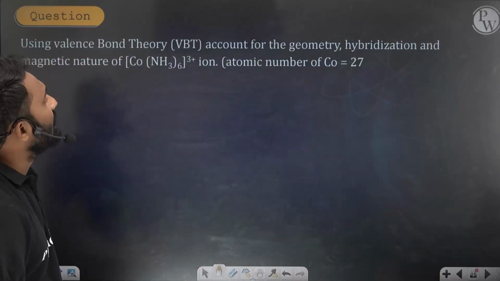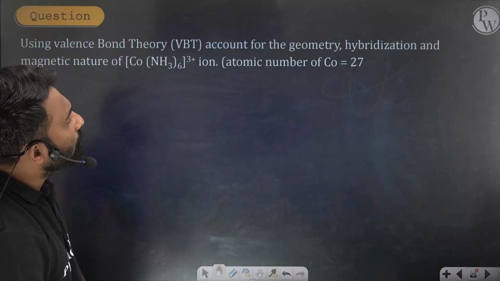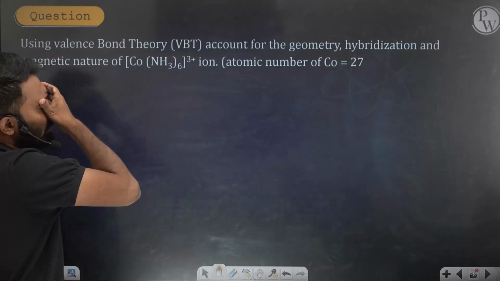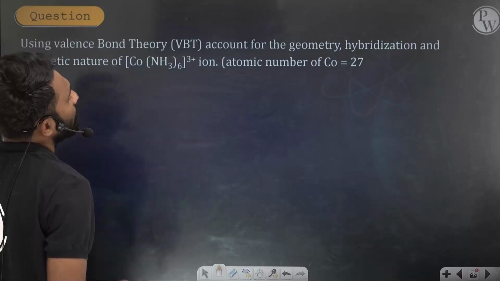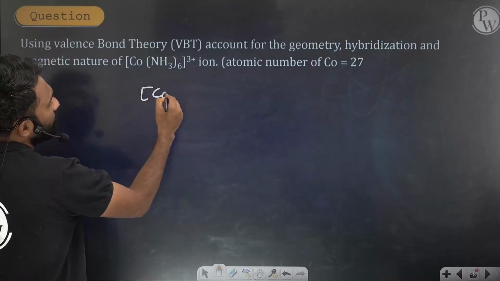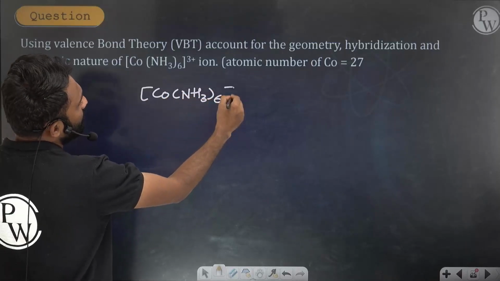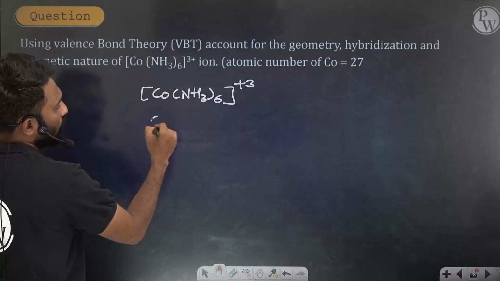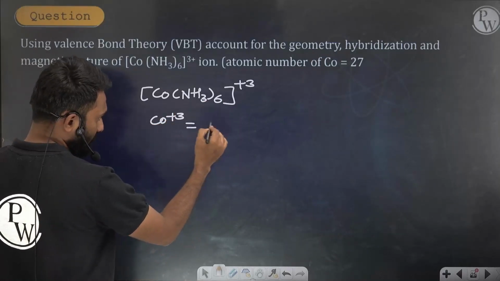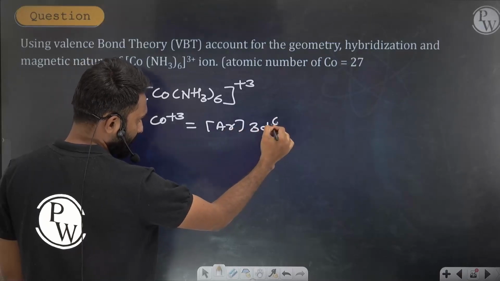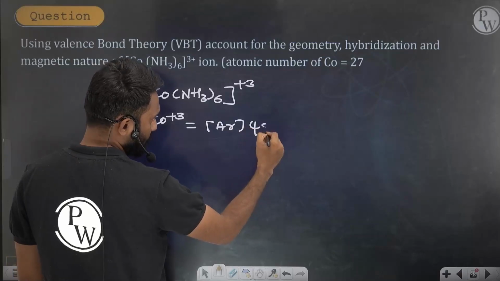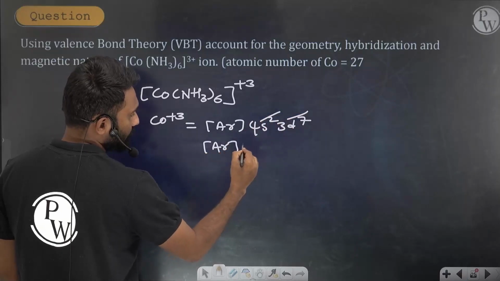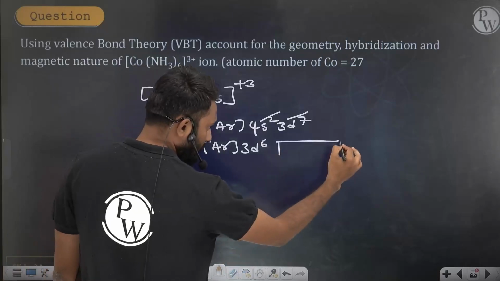Next. Using the valence bond theory, VBT, account for the geometry, hybridization and magnetic nature of hexaamminecobalt 3 ion. Ammine is a neutral ligand. The cobalt oxidation number is plus 3. Cobalt's electronic configuration is argon 4s2 3d7. By losing the 3 electrons, it will reach 3d6.